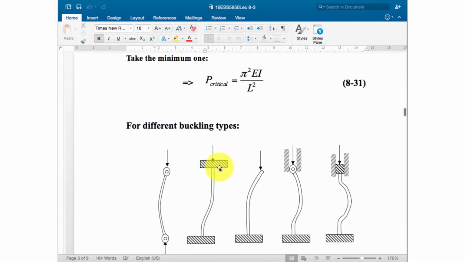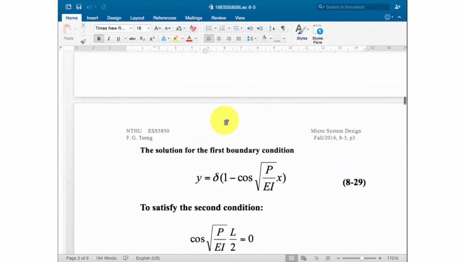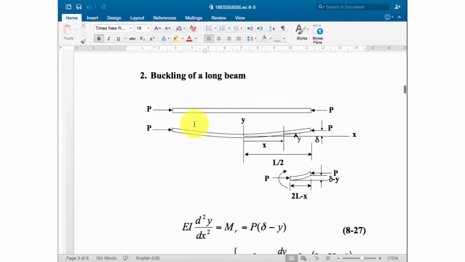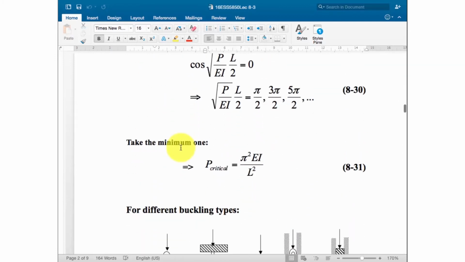Okay, so this is the P critical. Remember, we developed the P critical by using this model. In this model you can see we have two ends that can have free rotation, but the position is fixed, while the angle, the rotation, is free. So we developed this equation based on this kind of assumption.